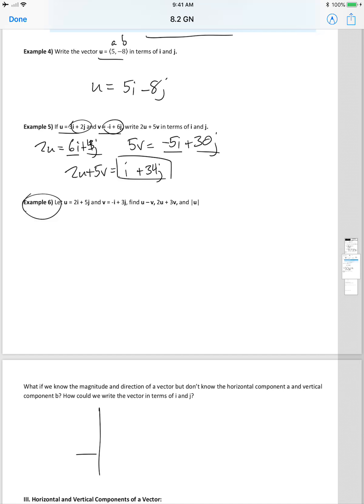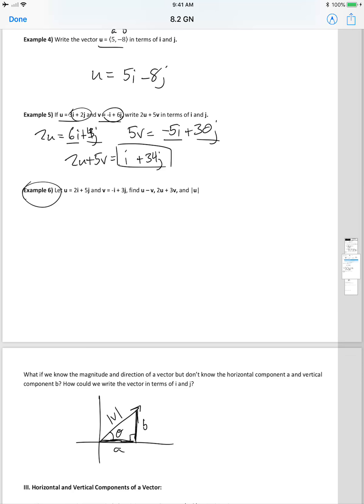So just to clarify, let's take a look here. Say I have this vector, and I know the magnitude of the vector, so I know this length here. And I know the direction, so I know the angle it will make, right? That's going to tell me right away what direction I'm pointing this vector in. But I don't know the horizontal component, A, or the vertical component, B. How could I find A and B from this?